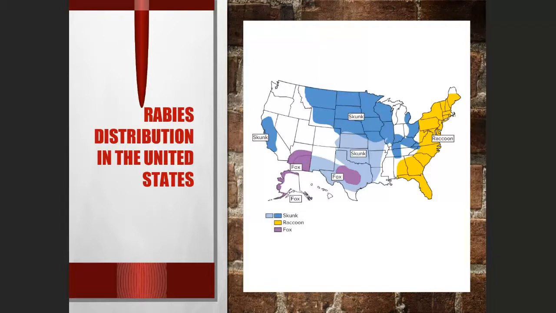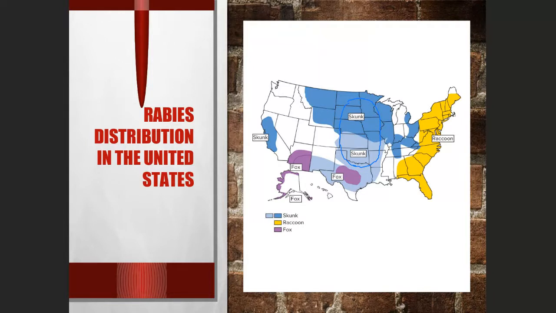This is the distribution of rabies in the United States. It is actually based on the distribution of the wild mammals that carry that disease. In the northern and middle areas, it is mostly carried by skunks. So skunk is the main reservoir and source for rabies in the middle part of the United States.